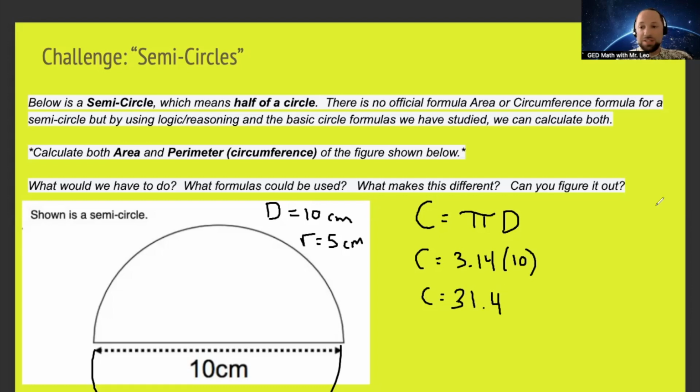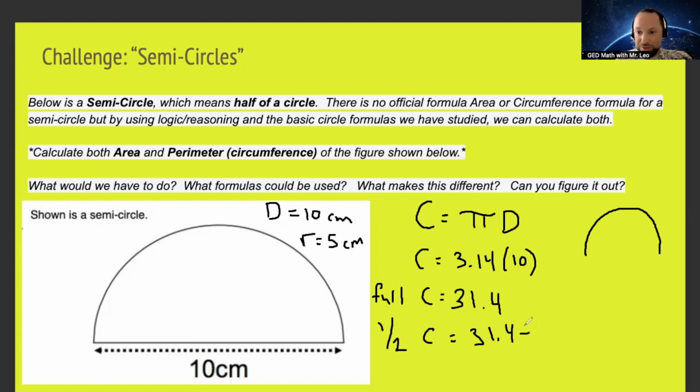Now I need you to visualize this. That is a full circle. Now we want the semicircle. We want this shape. So we take this and then we divide it by 2 and we're left with this. So let's do that. This is the full circle circumference. So now the half circumference is going to equal 31.4 divided by 2. I get 15.7.